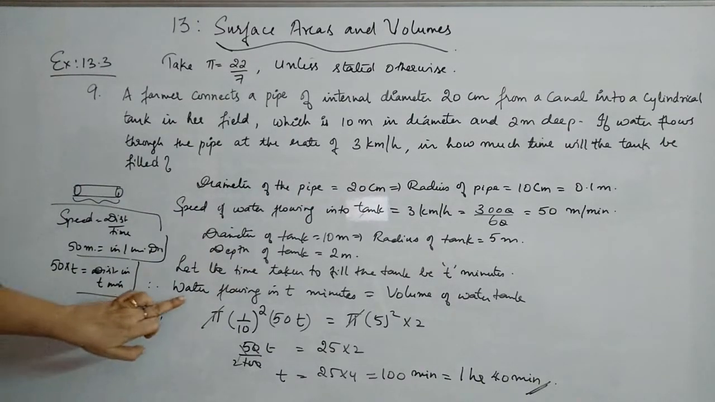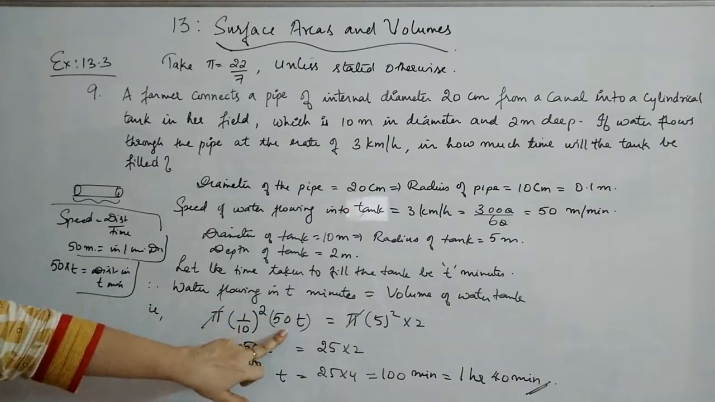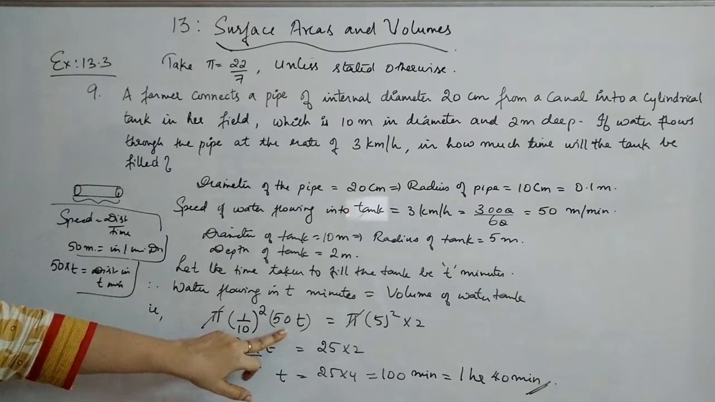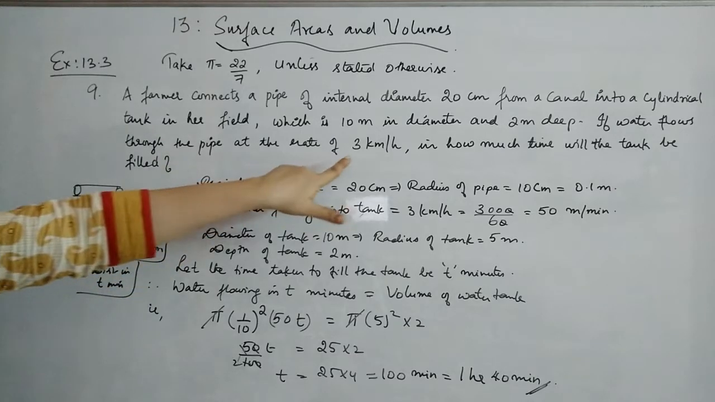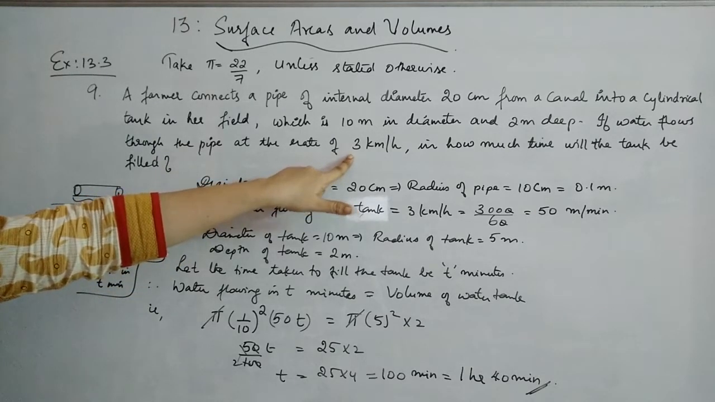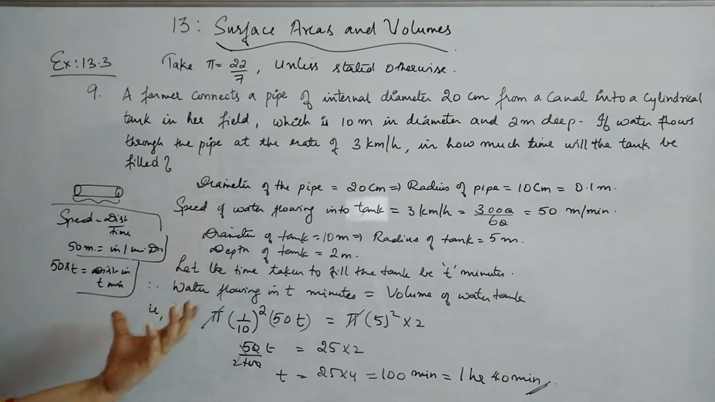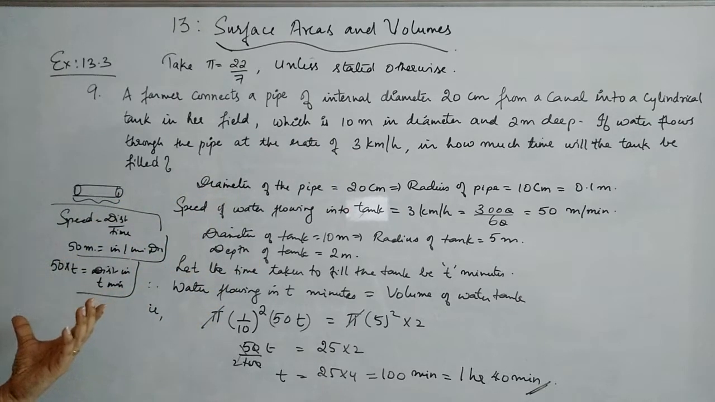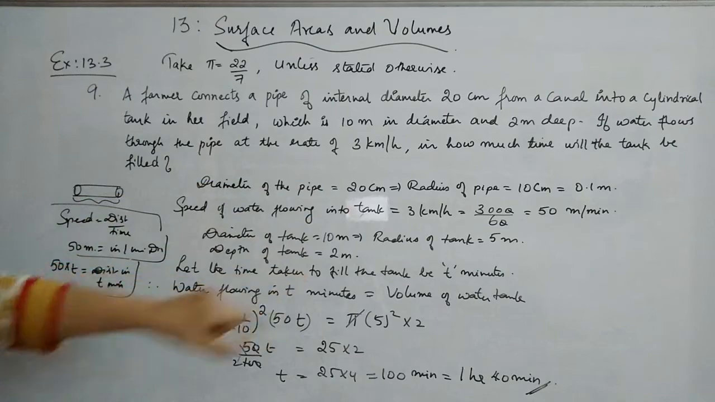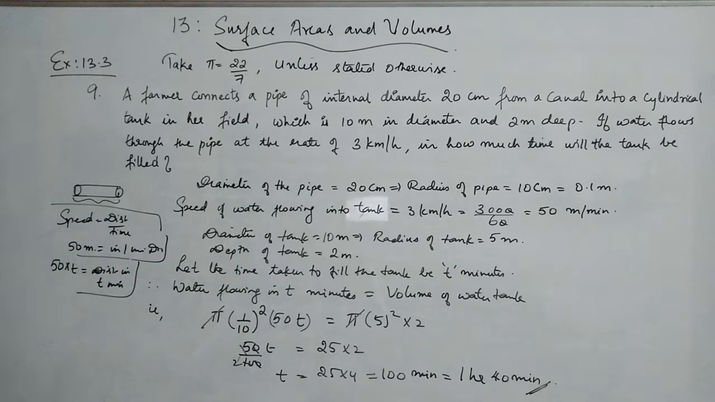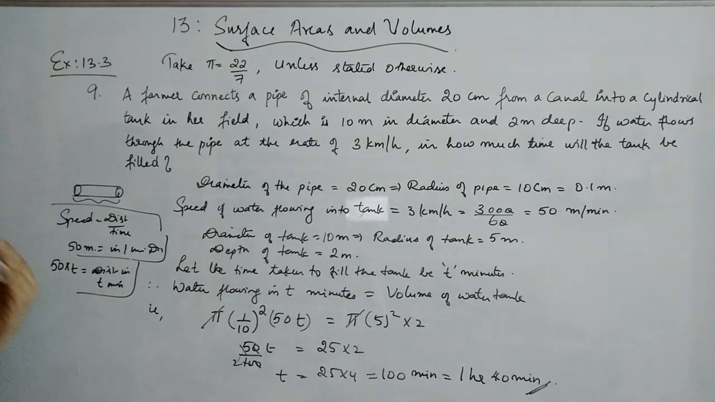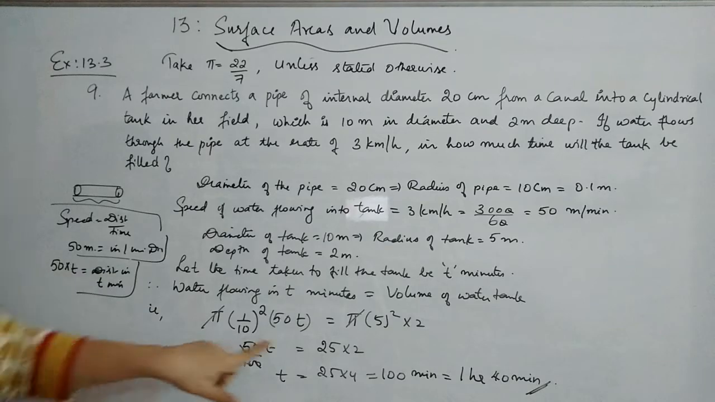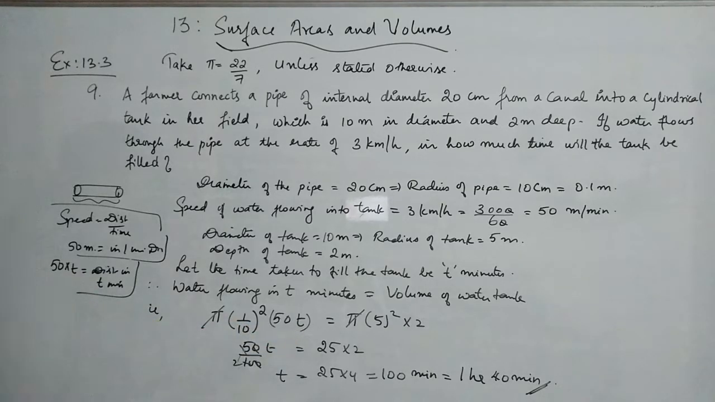I think this concept is clear, how you are getting that 50T. In 1 hour, the distance covered, which is taken as the height, we have converted, and you are getting 50 meters per minute. Now if we say it is for T minutes, then it will be 50 into T. That's what we have, that 50 into T.